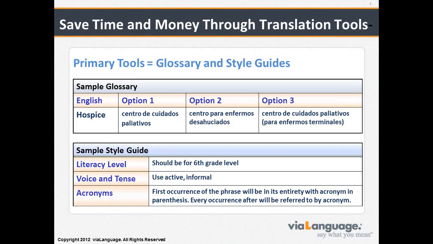On the bottom, we're going to see a sample style guide. Style guides are very important and equally as important as glossaries because they're used to communicate your organization's stylistic preferences. With the style guide, organizations can capture and convey the most meaningful elements of their communications, and they can standardize it within this guide to make sure that it's always consistent and accurate in all future translations. So we'll see here an example: anything from literacy level to voice and tense, acronyms, etc., can all be documented in a style guide, and you never have to worry about what style the translators are using if it's all documented within these guides.